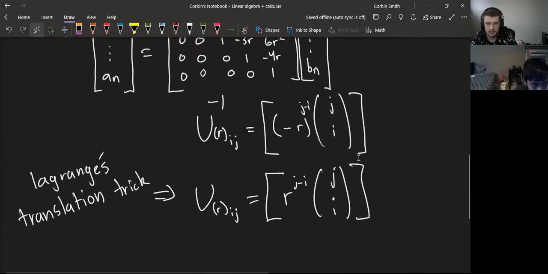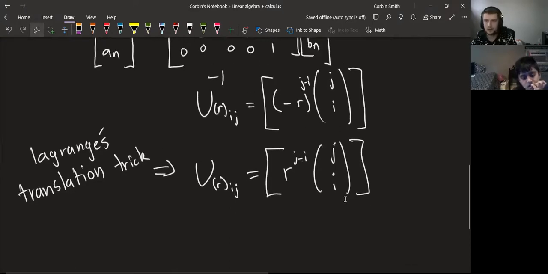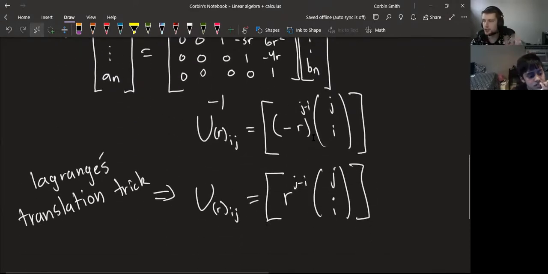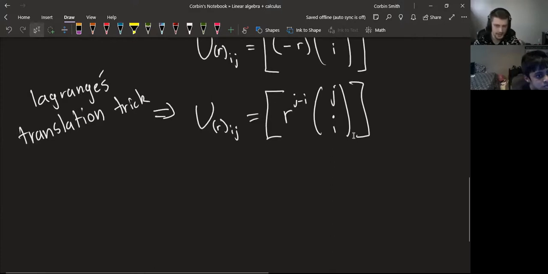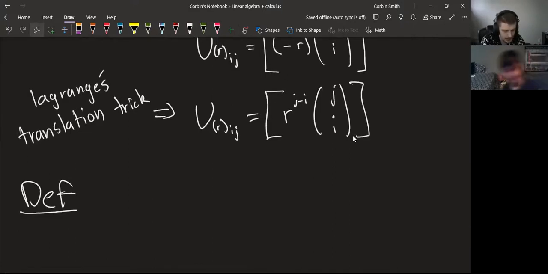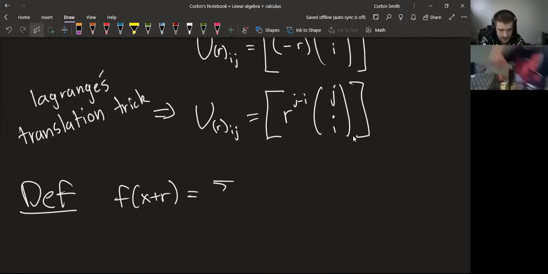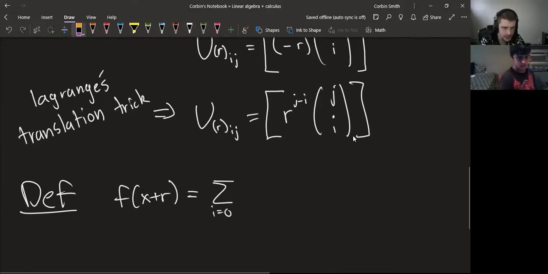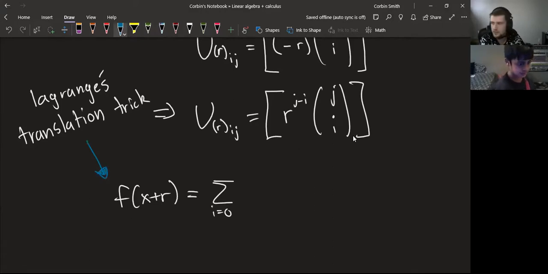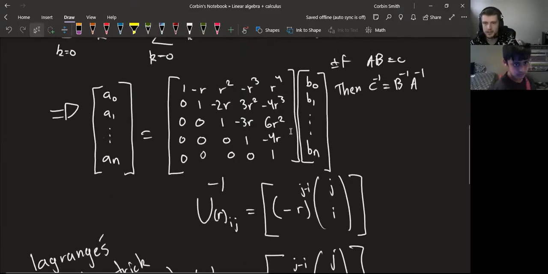All right, so by Lagrange's translation trick, we get these matrices. With these matrices, now that we can do the change of basis, I'm going to define something. We're going to have a bunch of definitions, but we know that f of x plus r is equal to the sum from I equals... This is not a definition. This is Lagrange's translation trick that we're going to do again, and it's going to motivate our definitions. This is what we saw last time.